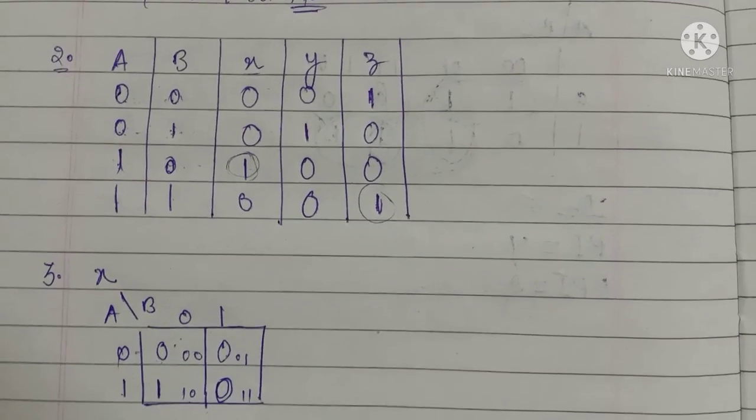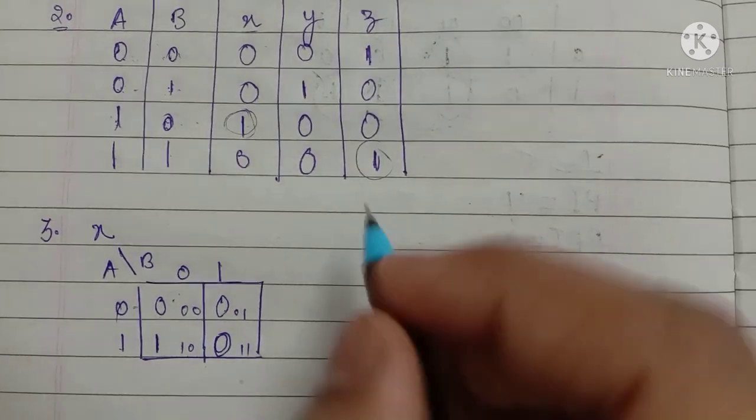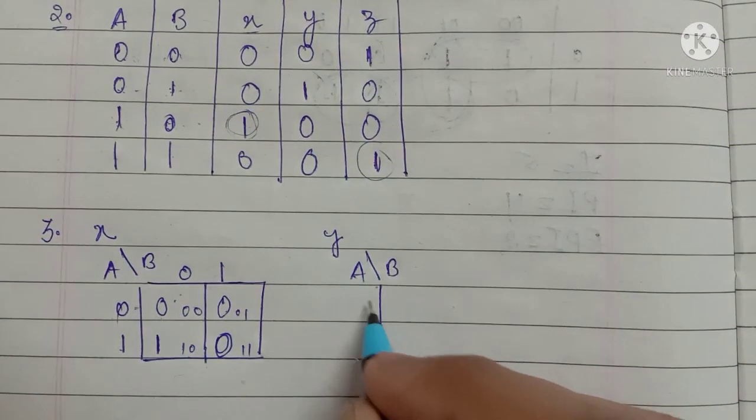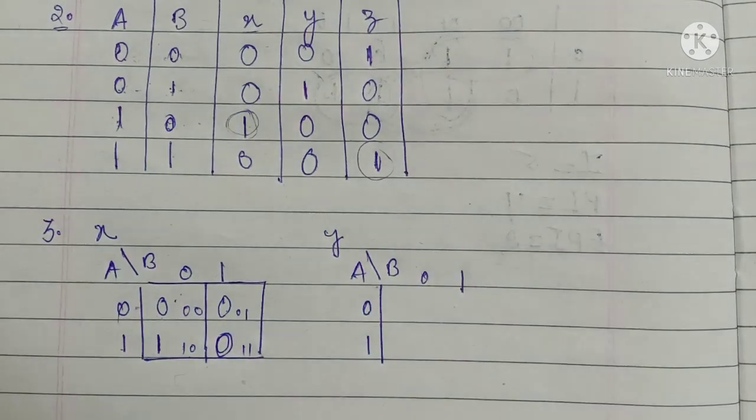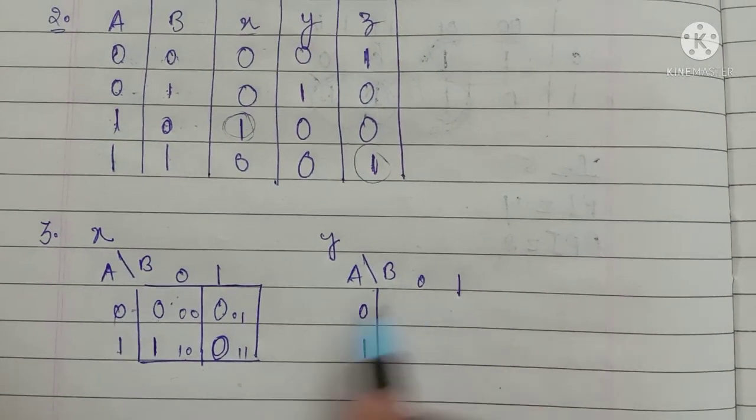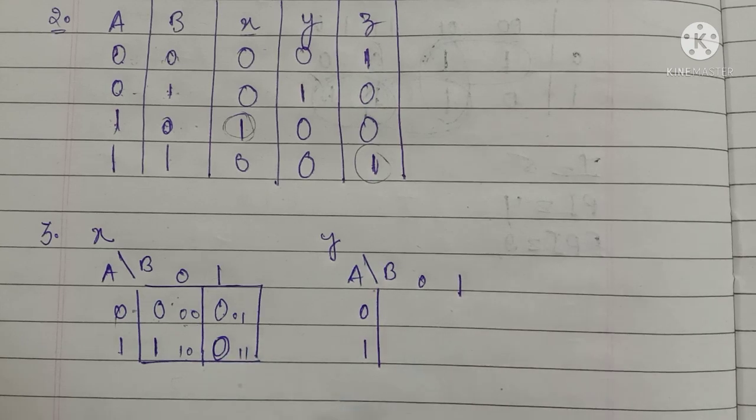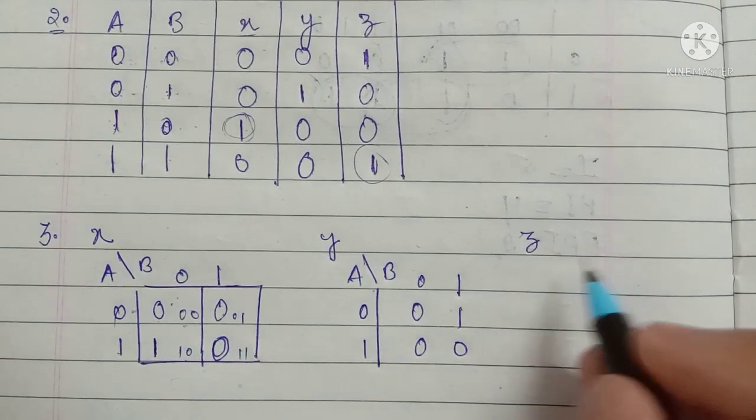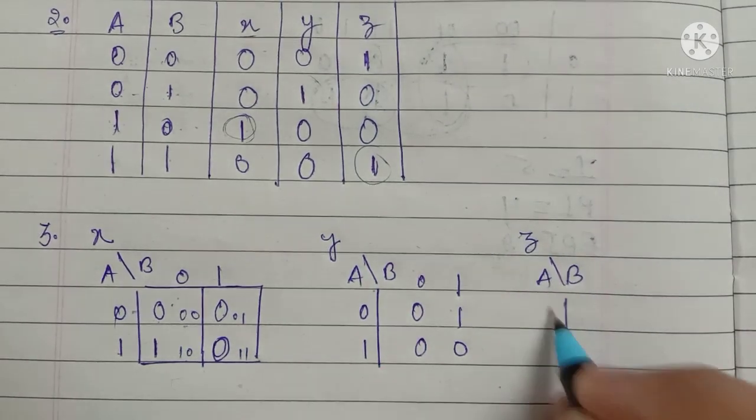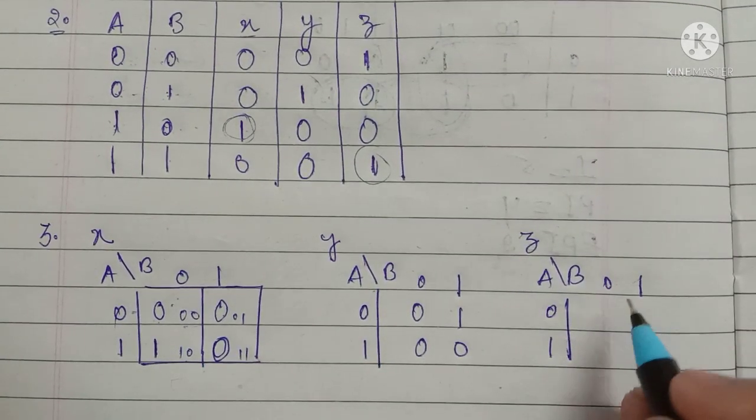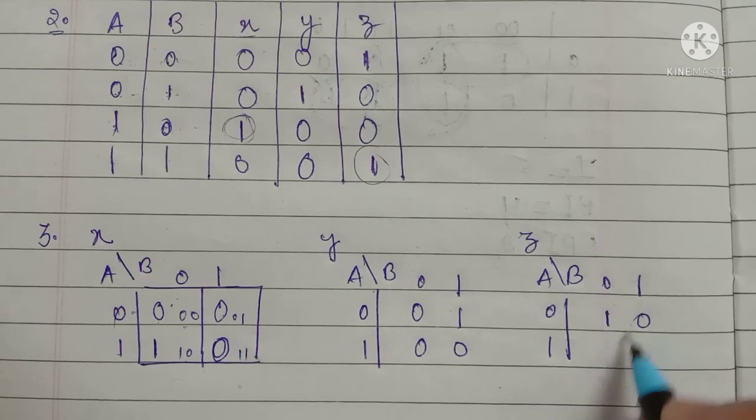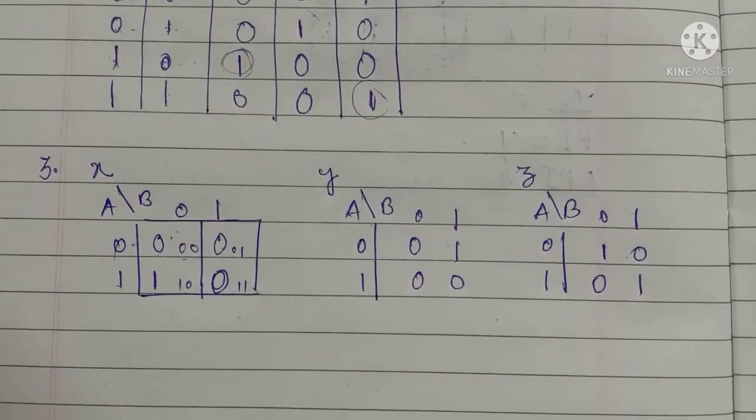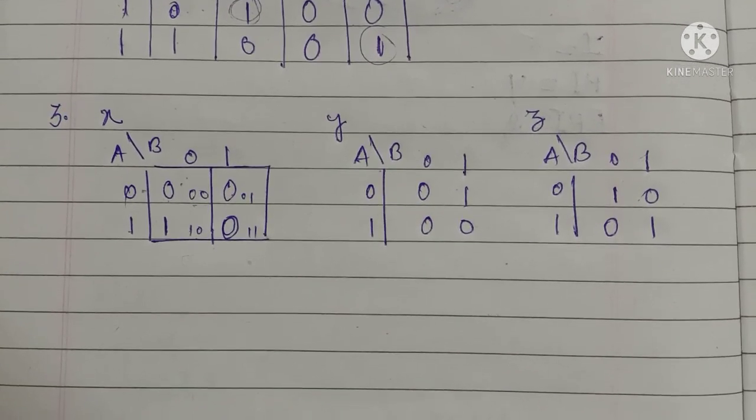Now we have to do the same for y also. Afterwards we will write the final equation together. I am not writing this out; I am directly putting the values: 0 1 0 0. Similarly we can write for z also. You have to make a K-map just to minimize the equation. So we will get three equations, one for x, one for y and one for z.